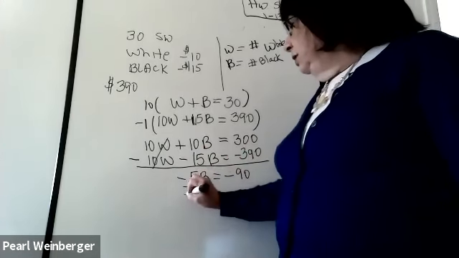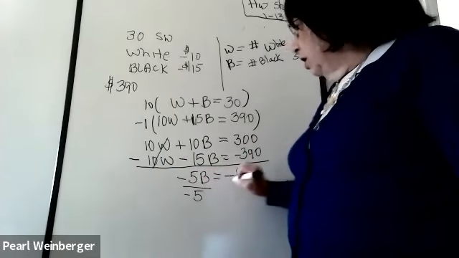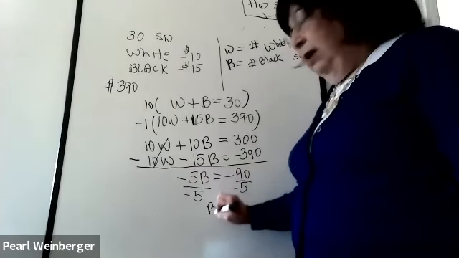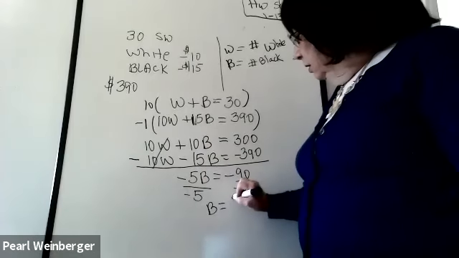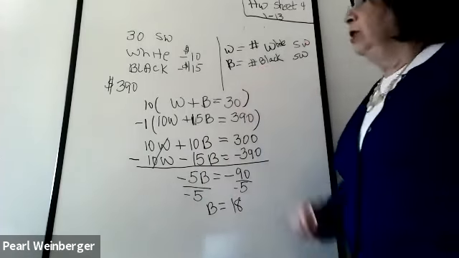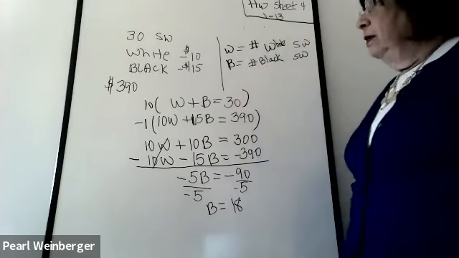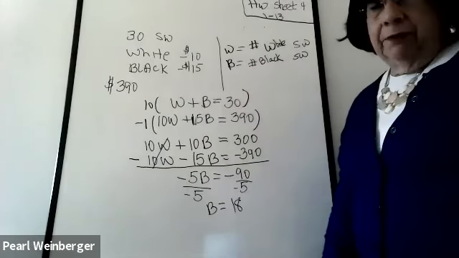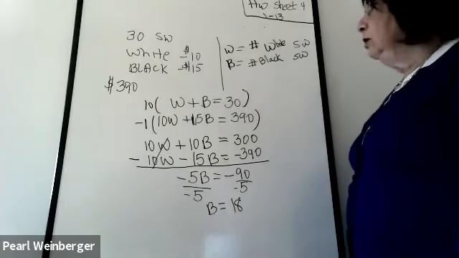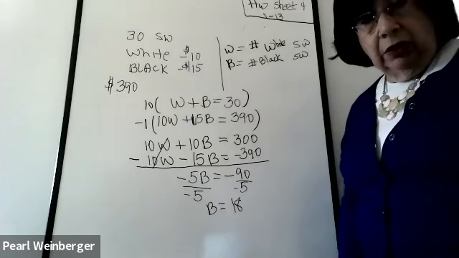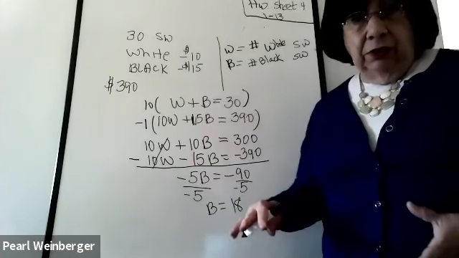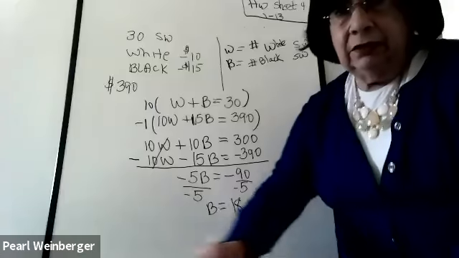And I divide both sides by -5. And it gives me B equals 18. In other words, he sold 18 black sweatshirts. If you want, you could then figure out how many white he sold, but they only asked for the black, so we don't have to do anything more on that. I hope you see how similar that is.